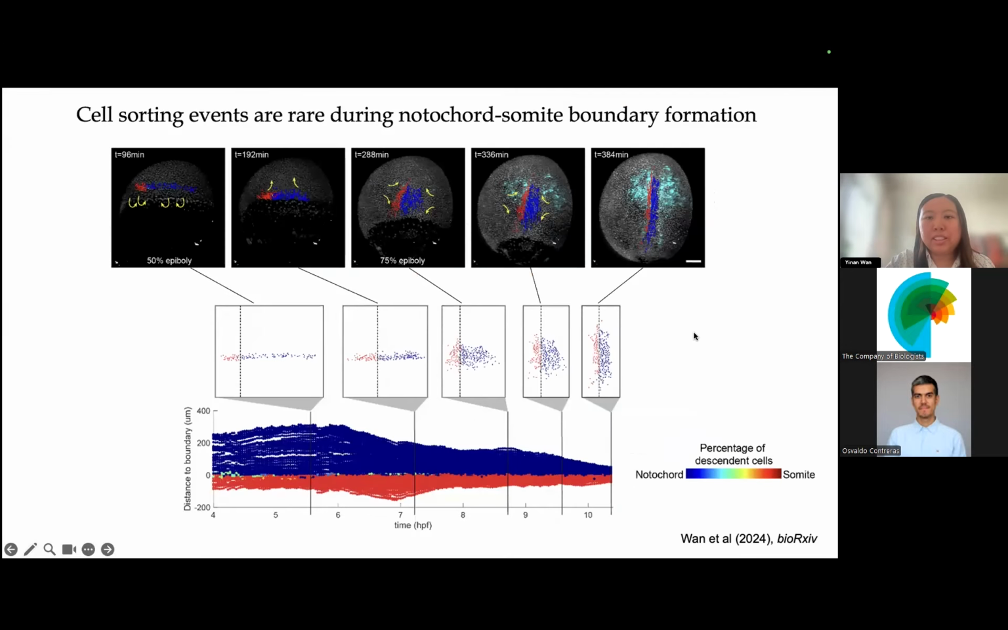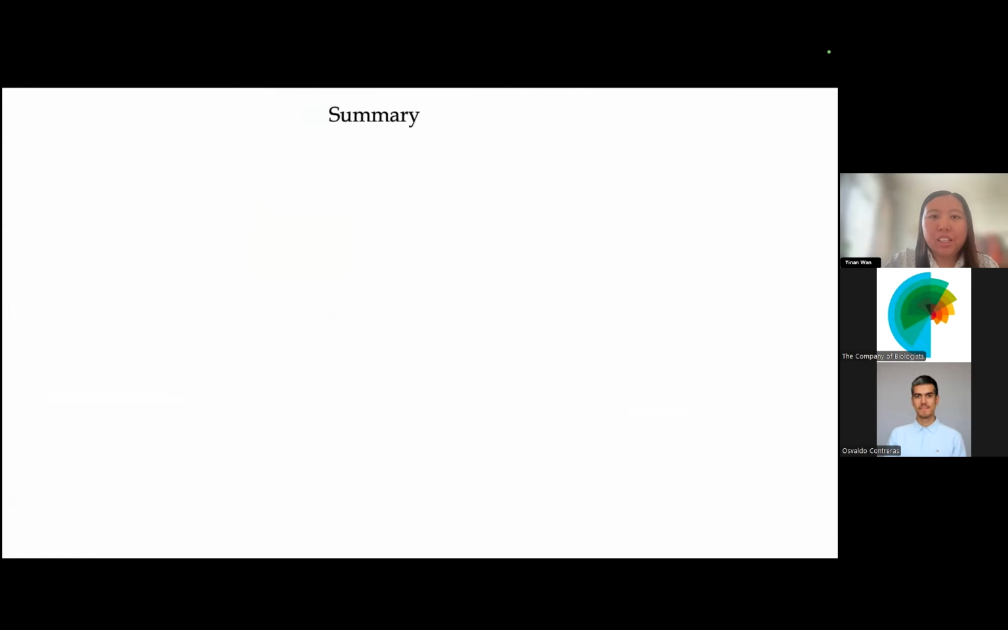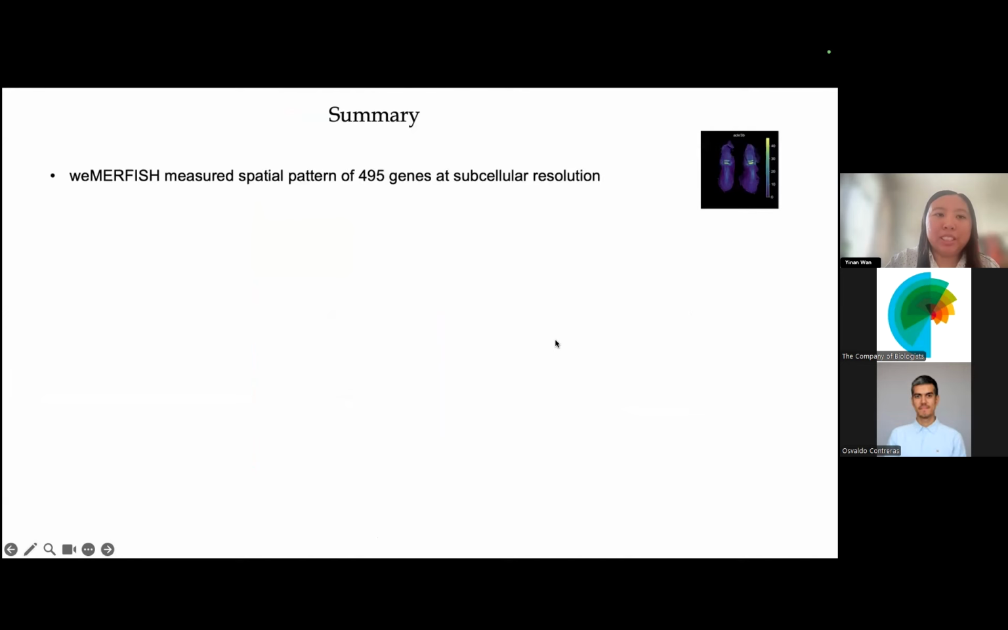To our surprise, this is an amazingly orderly process. Here I plot the distance of the cells to the boundary as a function of time and their identity. You see that anywhere during development, if I draw a line between the two cell populations, the red cells stay on one side of the boundary and the blue cells stay on the other side, and they rarely mix. So this further confirmed our conclusion that the formation of this sharp boundary is mediated through cell state change rather than cell sorting.